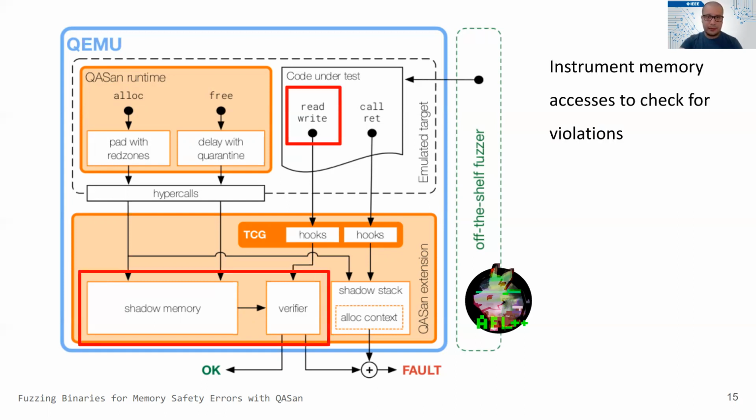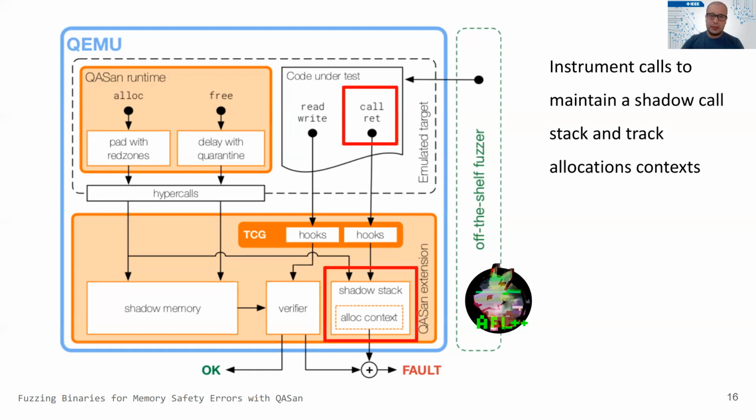In the target, the read and write instructions are hooked, and the emulator checks the memory accesses using the shadow memory, just like address sanitizer. Also, the function calls are hooked to maintain a shadow stack that is used to report meaningful stack traces when there is an error, both for the faulting allocation and also for the allocation context of the buffers that are involved in the fault.